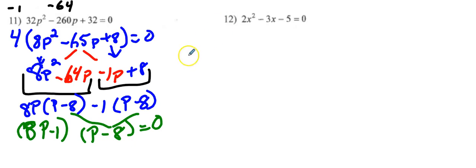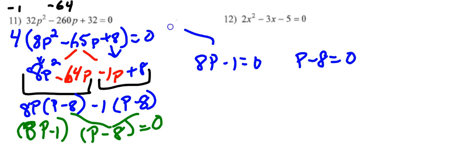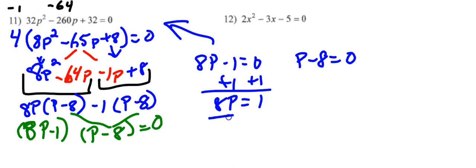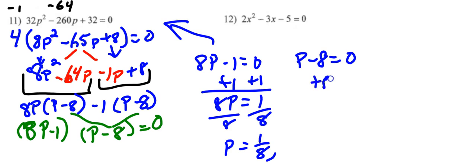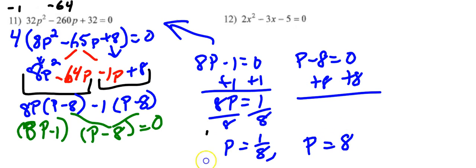I'm going to do that up here. 8p minus 1 equals 0 and p minus 8 equals 0. Add 1 to both sides: 8p equals 1. Divide by 8: p equals 1 over 8. And then add 8 to both sides here: p equals positive 8. That's our answer.